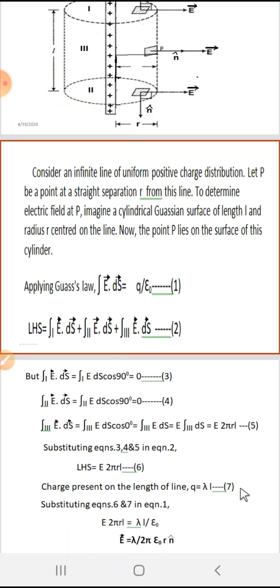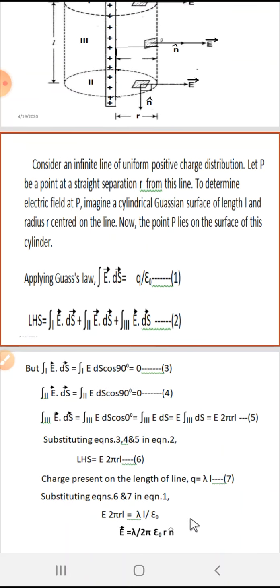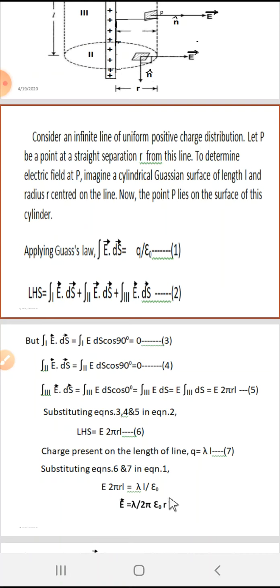Substitute equations 6 and 7 in equation 1, Gauss's law in mathematical form. We write E into 2 pi RL, the LHS, equal to the RHS, Q by epsilon 0, which is lambda L by epsilon 0. Simplifying, L and L cancel, and E becomes lambda by 2 pi epsilon 0 R. In vector notation, vector E equals lambda by 2 pi epsilon 0 R into n cap. Hope it is understood. I am continuing.